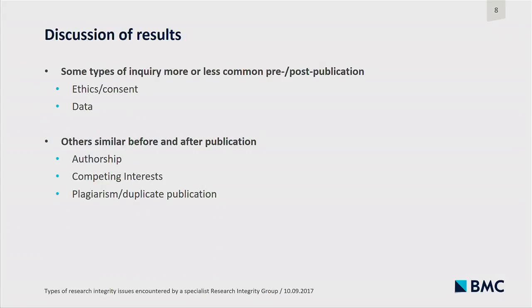From the results, we can see that some types of queries that we're getting are arising in different frequencies in terms of whether they are before or after publication. So ethics and consent is accounting for by far the biggest group before publication. And I think there's a number of reasons for this. I think this is coming up on submission because authors are required to put in statements of ethics approval, of consent, in their manuscripts, and editors are checking these as they're assessing the manuscripts. And obviously reviewers and editors are also alert to any concerns about ethics involving humans or animals.